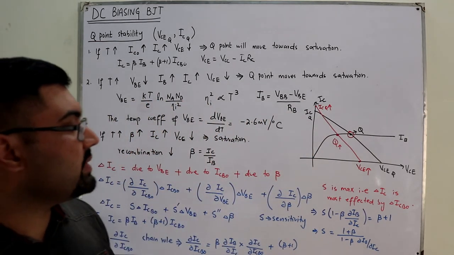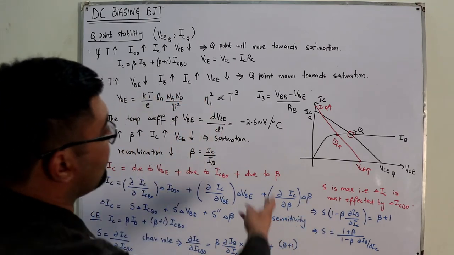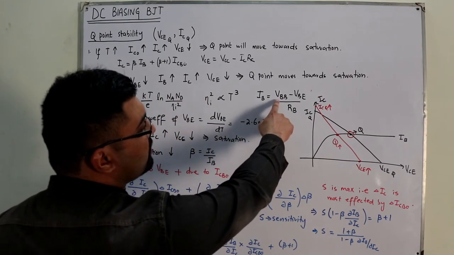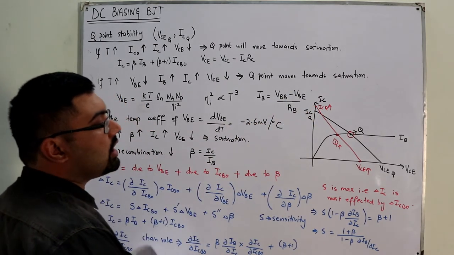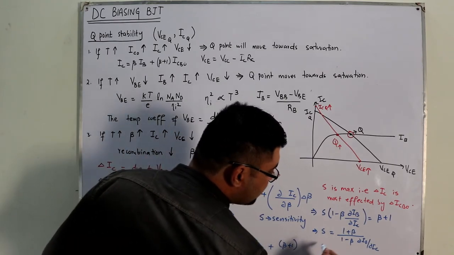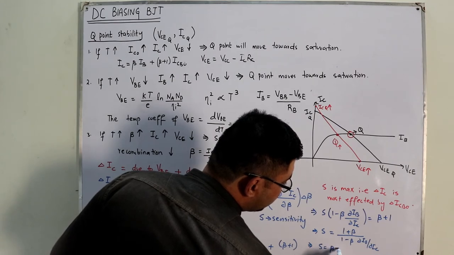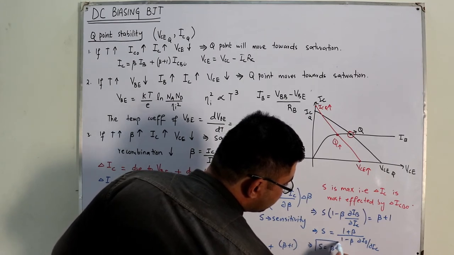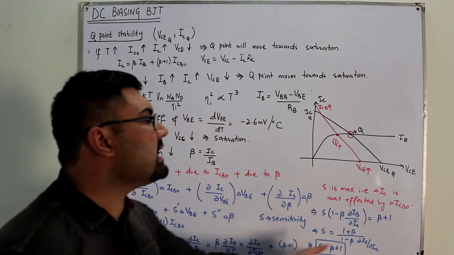Why is that? Because the base current is constant. You saw it from the previous video. Have a look: VBB is constant, VBE is constant, RB is constant, so IB is constant, which means that dIB/dIC is 0. So S comes out to be beta plus 1. This is the sensitivity of this device, or the stability factor.